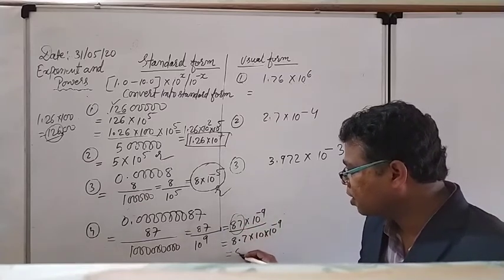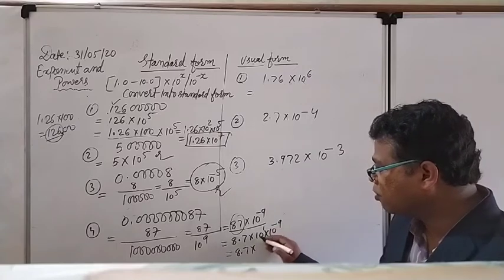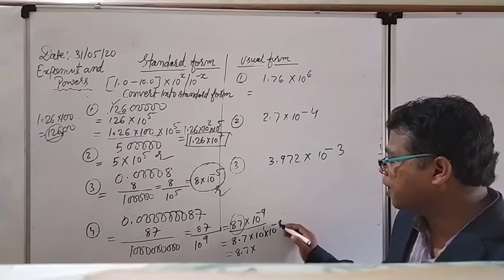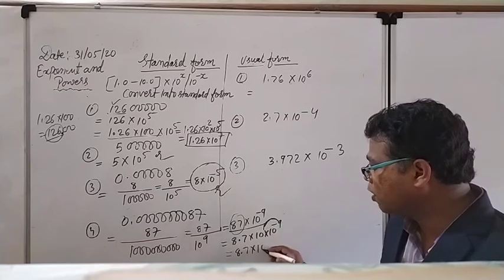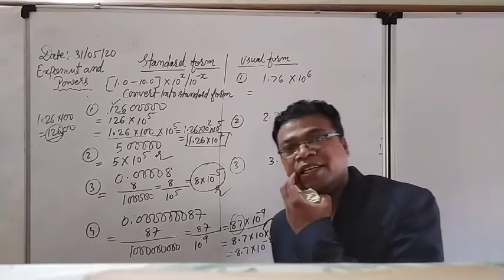So what is the answer coming right now? 8.7 into, see the things. In the case of multiplication, the exponent rule will come again. So minus 9 and 1. If you add both powers, 1 minus 9 will give me 10 to the power minus 8. This is the answer. A little typical question.